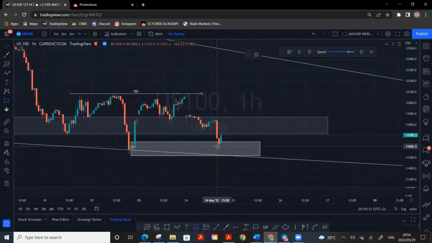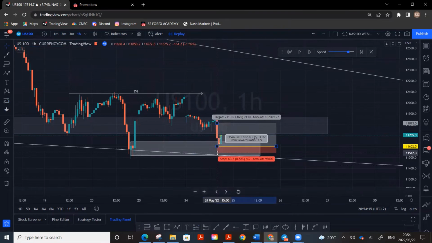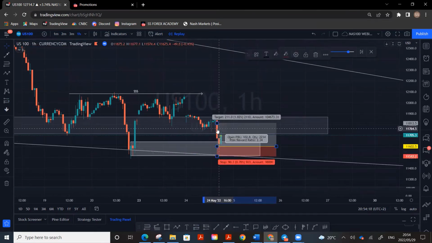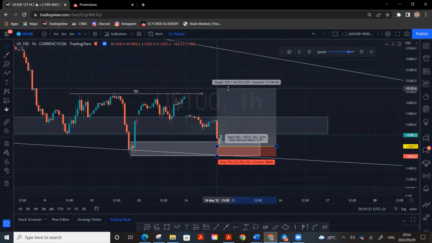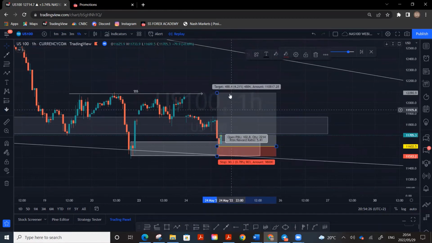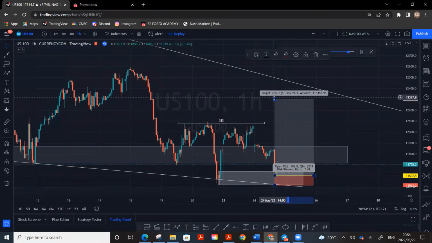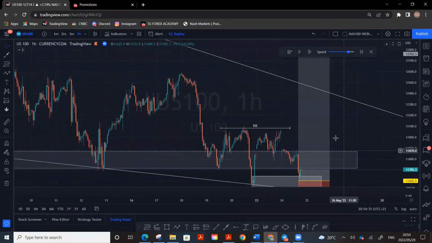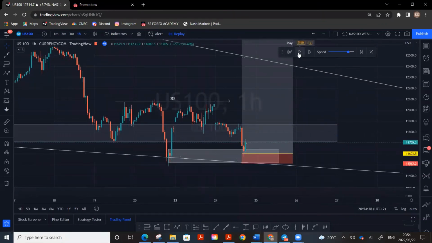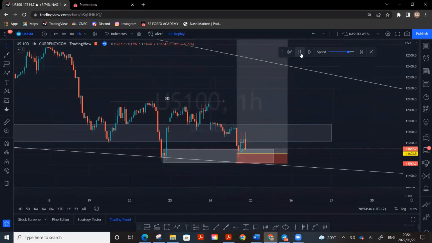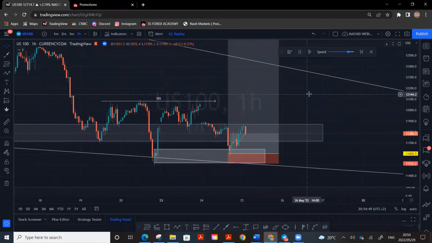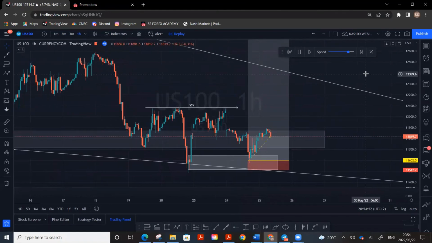So my entry was there, 12,600. My stop loss was below the demand. My first take profit was 12,000, which was there. And then my next take profit was up here, 12.4. And I'm currently still holding this. So watch what happens now. We had all that imbalance being filled. Price tapped into the demand, and we basically never came back down to my entry.